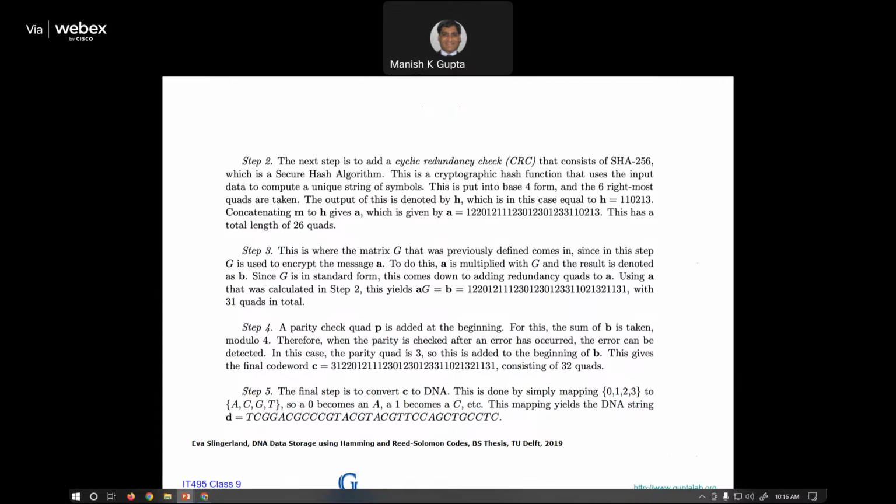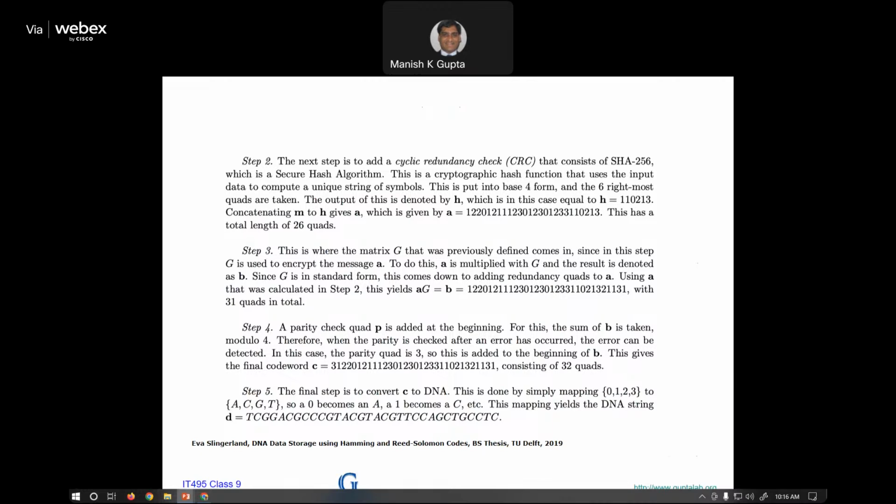Now, from that H, you can get G. I think it's a good exercise for you to do these calculations by yourself. Then take that G, multiply with A, you get B. This is our encoding. Remember how encoding is done from the generator matrix? Bits are there, you multiply with G, then you get this. So then you get 31 quads in total.